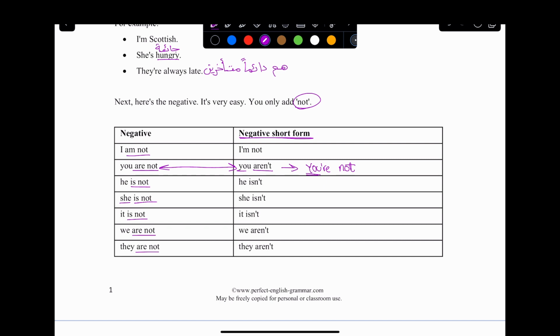لكن لا نستطيع أن نقول لا يمكننا أن نختصر بهذه الطريقة. He isn't. She isn't. It isn't. We aren't. They aren't. Okay.